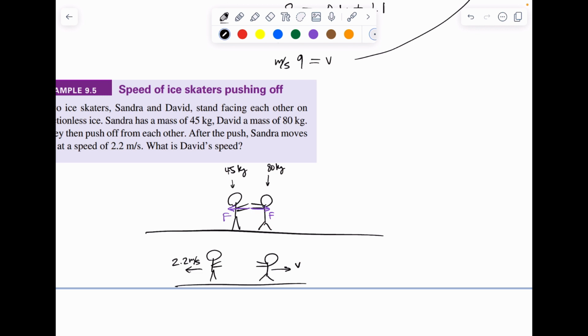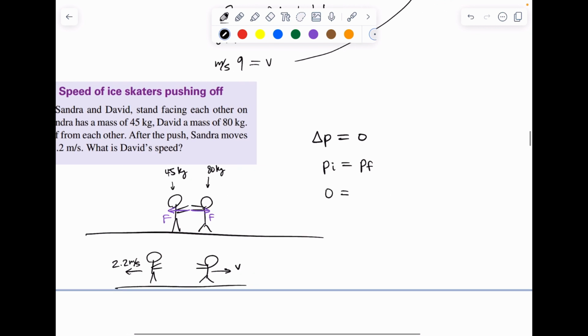We know momentum is conserved because all other forces external to this two-person system essentially cancel out, right? Their gravity forces and their normal forces have canceled. There's really no friction on the ice, essentially negligible. So momentum is conserved. So change in momentum equals 0, or another way to say it, P initial equals P final. Now, P initial was 0. So what is P final?